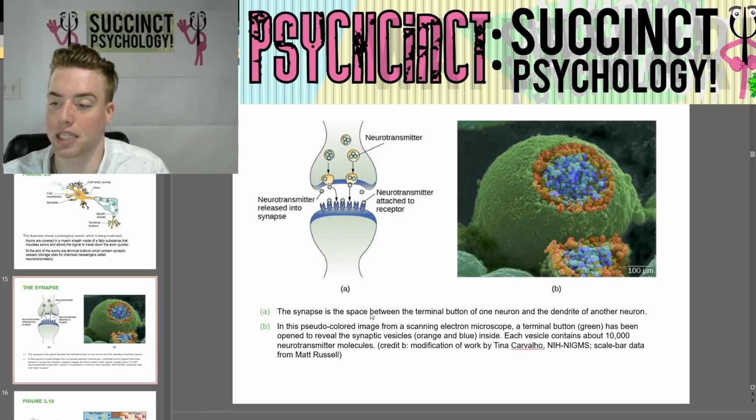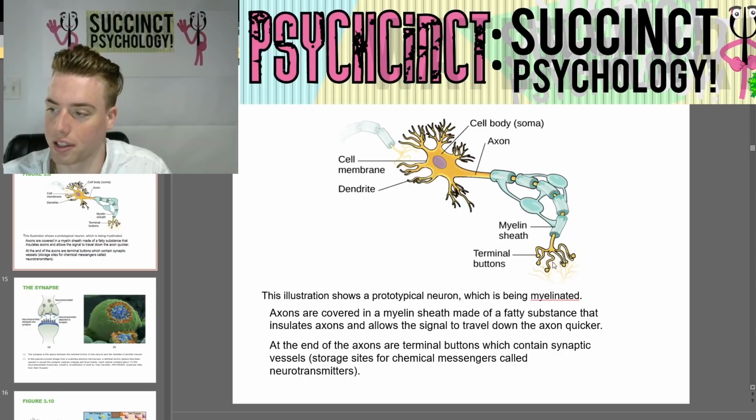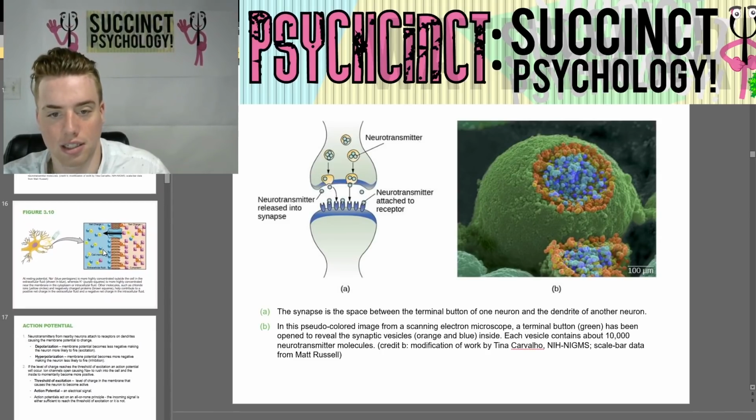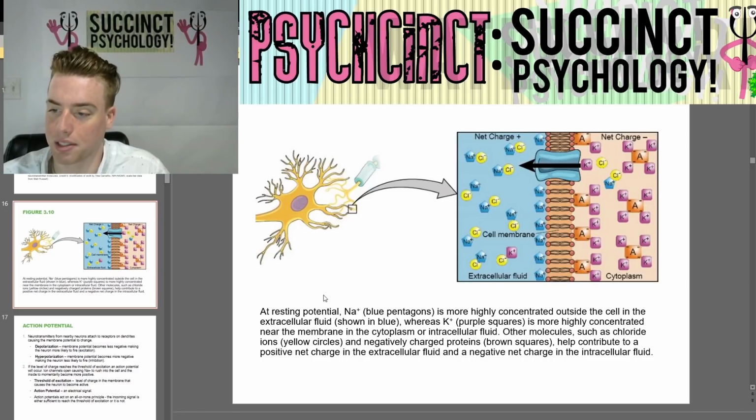So the synapse is the space between the terminal button of one neuron and the dendrite of another. You can see here the terminal buttons, and these are the dendrites of another neuron. So the synapse is that space in between the two. In this pseudo-colored image from a scanning electron microscope, a terminal button, green, has been opened to reveal the synaptic vesicles, orange and blue, inside. Each vesicle contains about 10,000 neurotransmitter molecules. So, pretty interesting.